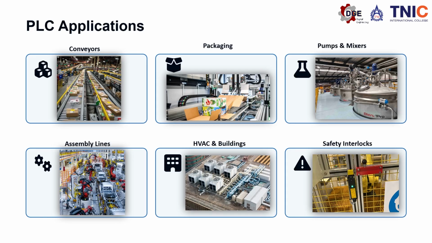For the next one, that is an assembly line. The PLC coordinates multiple stations, conveyors, pneumatic systems, and the robot, so each station only operates when the required conditions are satisfied. For the next one, HVAC in buildings, the PLC controls the fans by the data from the sensor. And the last one is a safety interlock.